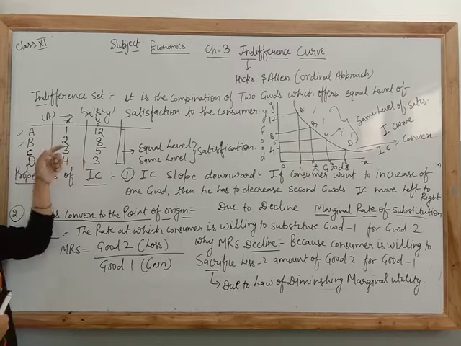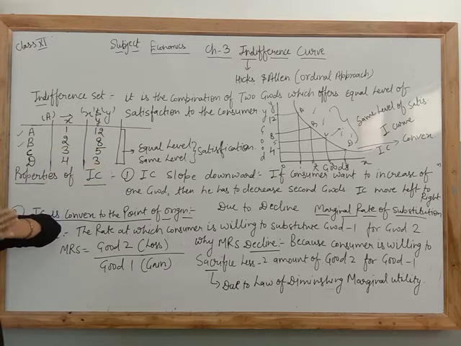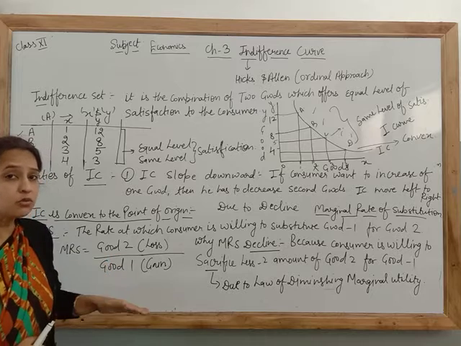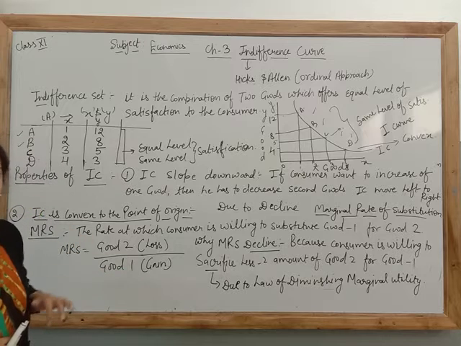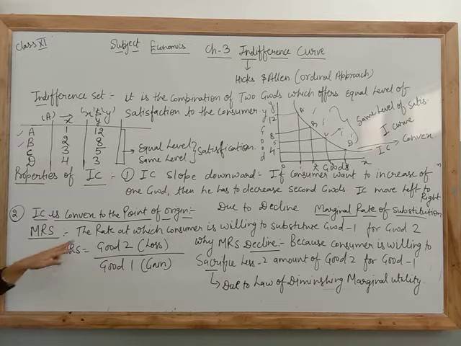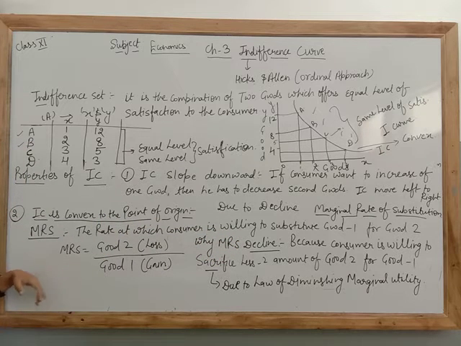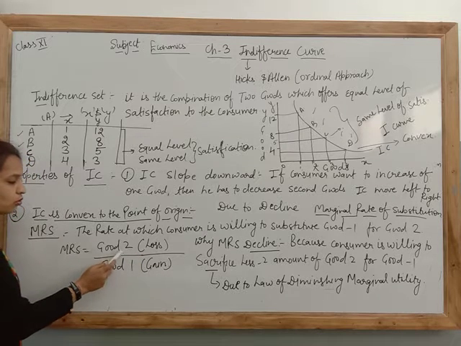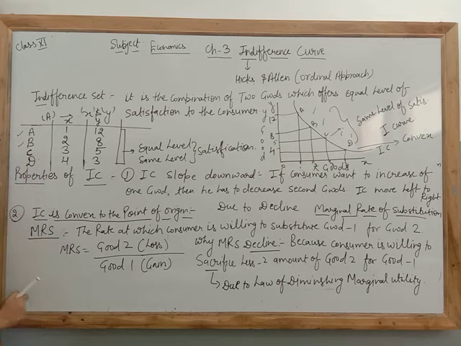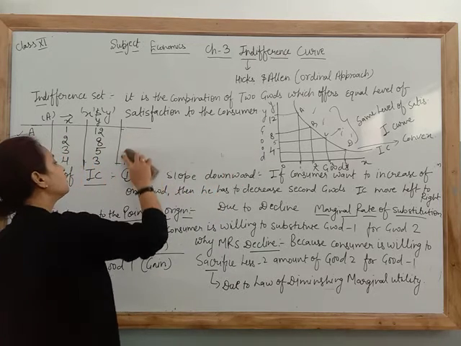Definitely he is substituting. If he is going to increase x, he is going to decrease y. So he is going to substitute good y for good x. Clear? So at which rate he is going to substitute, that is known as the MRS. Clear? Marginal rate of substitution. How are we going to estimate it? Good 2 loss, good 1 gain. So you can see very easily, I am going to calculate MRS through this example.